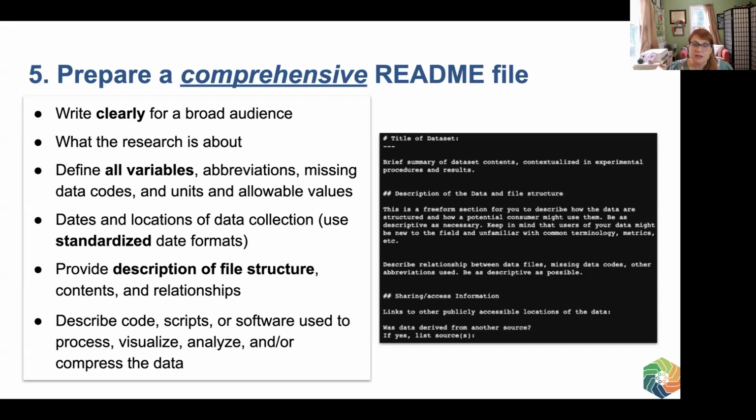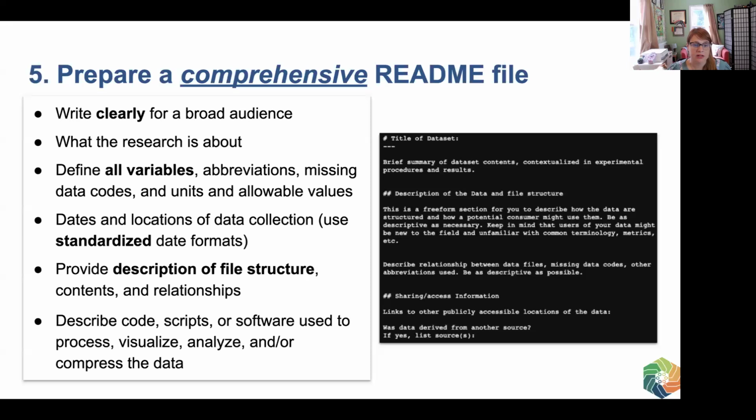You can use accepted vocabularies for your discipline, so you don't have to write it for just anybody. You can tailor it to those in your discipline, but it should describe what the research is about and how it was created. It may also possibly contain information about who to contact for more information. The README is a place to define variables, define abbreviations, explain missing data codes, and explain which units and allowable values have been used. So this is a place to provide some extra context that may not be usable if someone jumps directly into files that are in your data set.